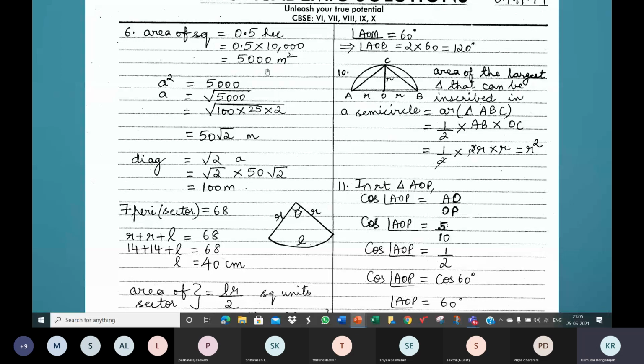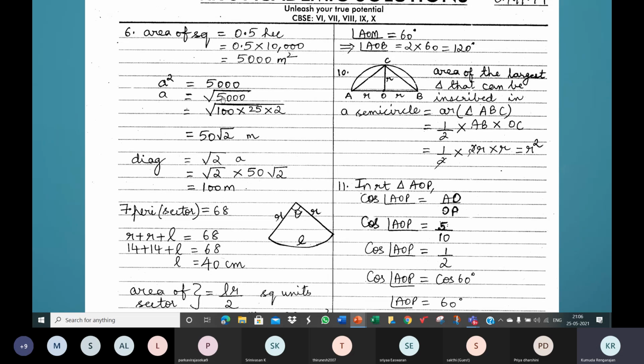So 5,000 is equal to half d square. So what will you get? 10,000 is equal to d square. D is equal to square root of 10,000, which is 100. You can also do it like that. You can use the formula: area of square is equal to half diagonal square. Area of square is 5,000. Now this 5,000 area is equal to half d square. You can also do that.